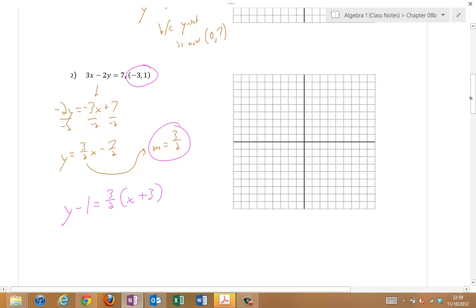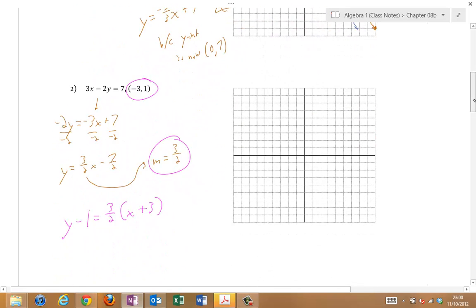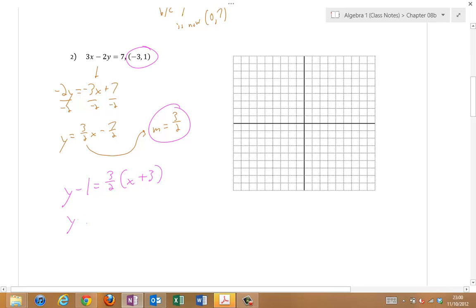Okay, let's go back up and confirm what we want. Okay, slope-intercept form. So we got to distribute the 3/2. 3/2 x plus 9/2, not fourths. Add 1 to both sides, and I get y is equal to 3/2 x.